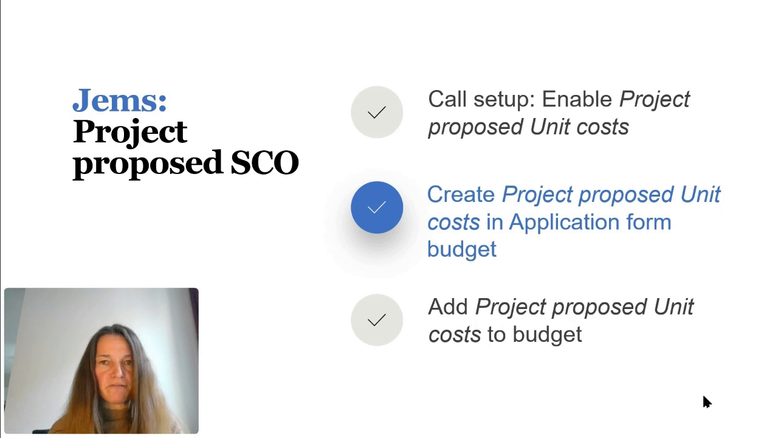So in Jems, there is in the call setup a switch where you can enable the project proposed unit costs for the draft budget. This makes it possible that in a project, in any stage, project proposed unit costs can be created individually for an application. And further on, these created project proposed unit costs can, of course, then also be added to the budget. And this is what I'm going to show you now also live in the system.